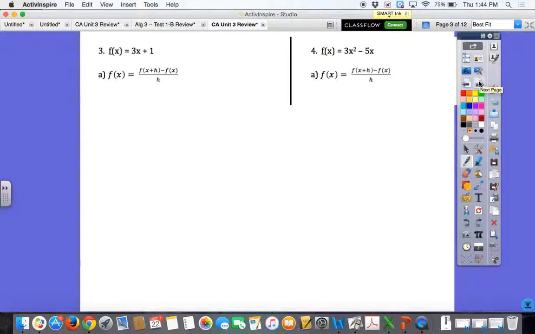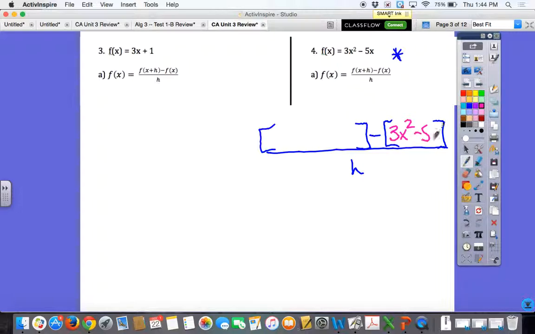Okay, we really need to do one of these difference quotients. 4 is definitely the harder of the 2. Make sure you block it off. Oops, I forgot my subtraction sign. Okay, the second portion is always your original function. So everybody should be able to give me that.